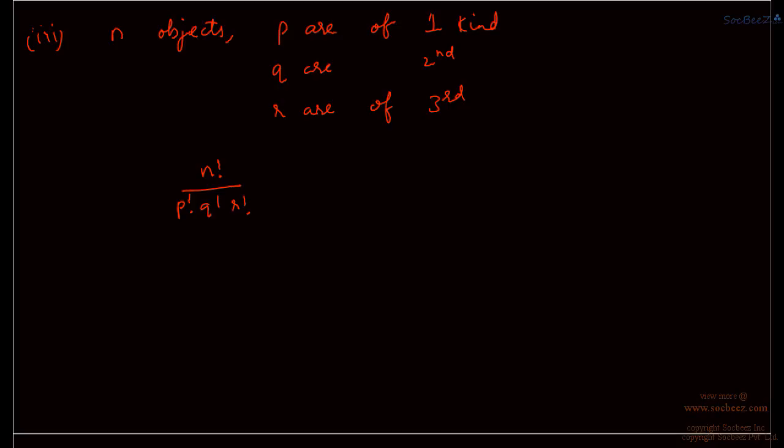This is how we get the number of permutations of n objects taken all at a time, which has p of the first kind, q of the second, r of the third, and so on.